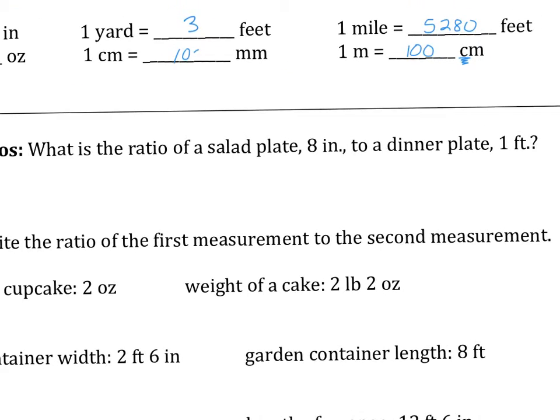All right, writing a ratio. A ratio of a salad plate, 8 inches, to the dinner plate. So the salad plate comes first, and the dinner plate comes second. So if you wrote it as a fraction, it looks like this, to 1 foot. But generally speaking, what we're going to do is convert it all to the same units.